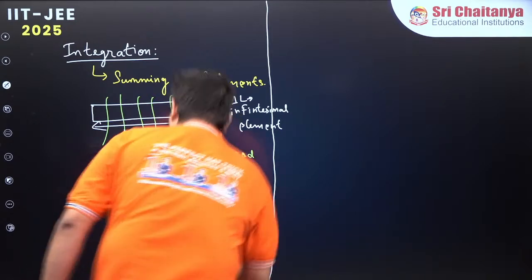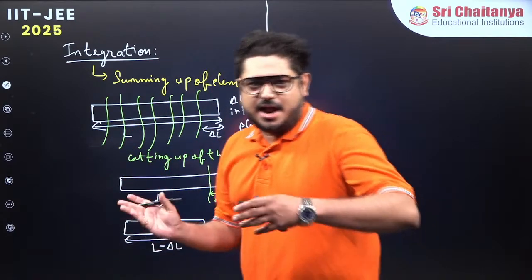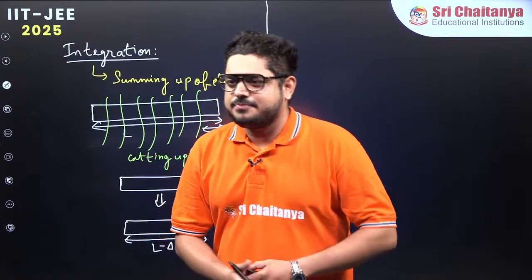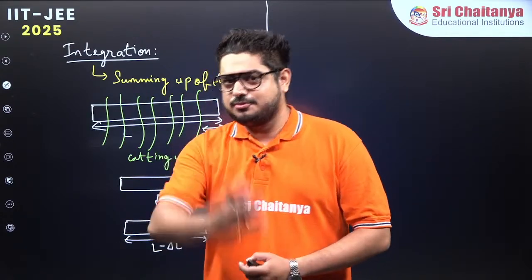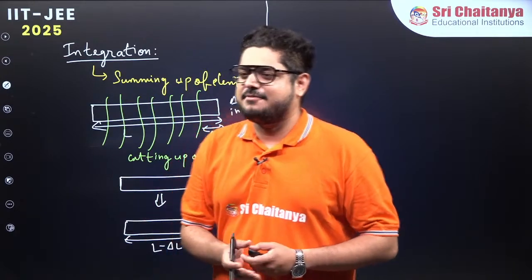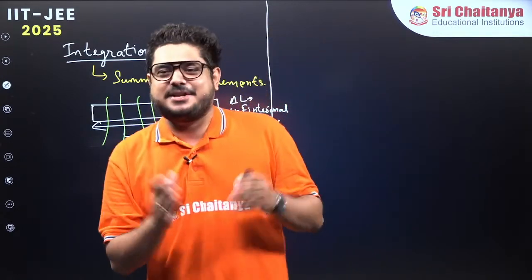So now what needs to be done? It's a metal, and I want to attach this delta L back to this L minus delta L. So what am I going to do? I have to use a certain technique like welding. Isn't it, everyone? I believe that you people might have heard the name welding.